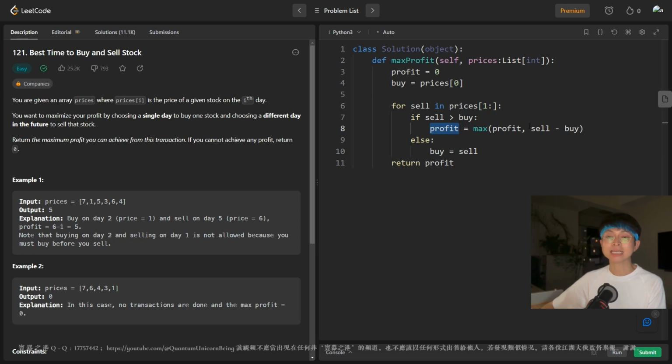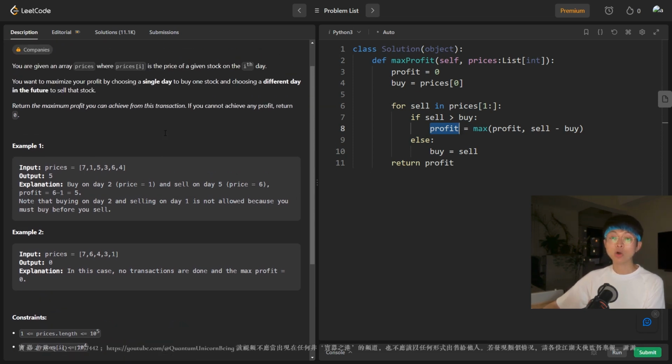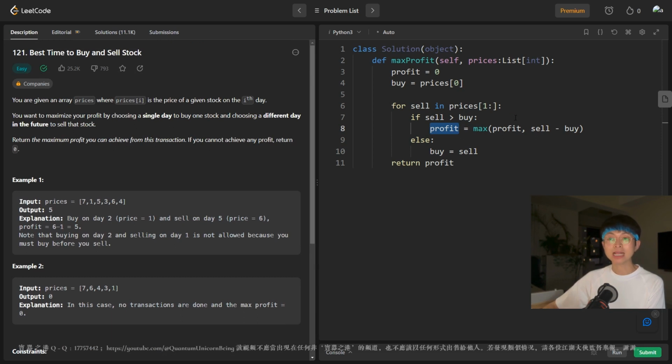By doing this in a single pass through the prices array, we can find the maximum profit achievable by buying and selling the stock. The time complexity of the provided code here is O(n), where n is the length of the prices array. This is because there is a single loop that iterates through the prices array from the second element to the last element. Therefore, the time taken to execute the loop is directly proportional to the size of the input array.